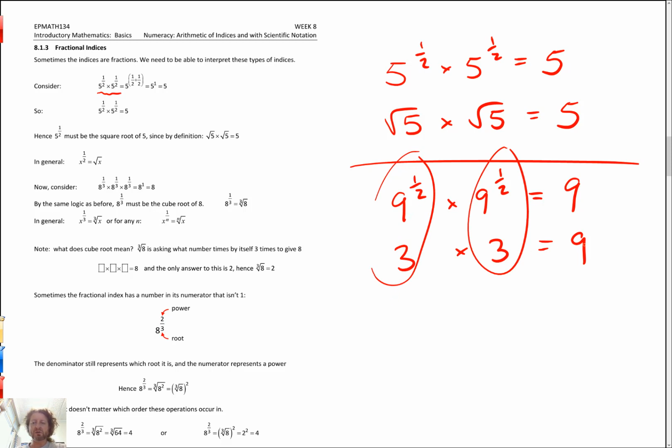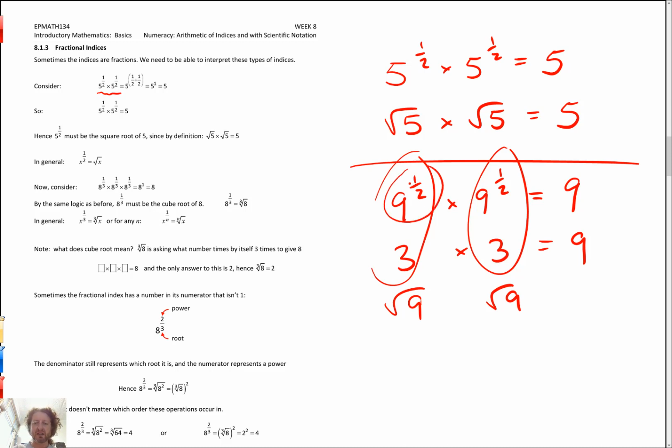And what does times by itself to give 9? Root 9 does, by definition. Root 9 times root 9 gives 9. That's exactly what the root means. The square root sign says, what number times by itself gives me this? Well, root 9 times by itself gives 9. Moral of this story, the power of a half means square root.